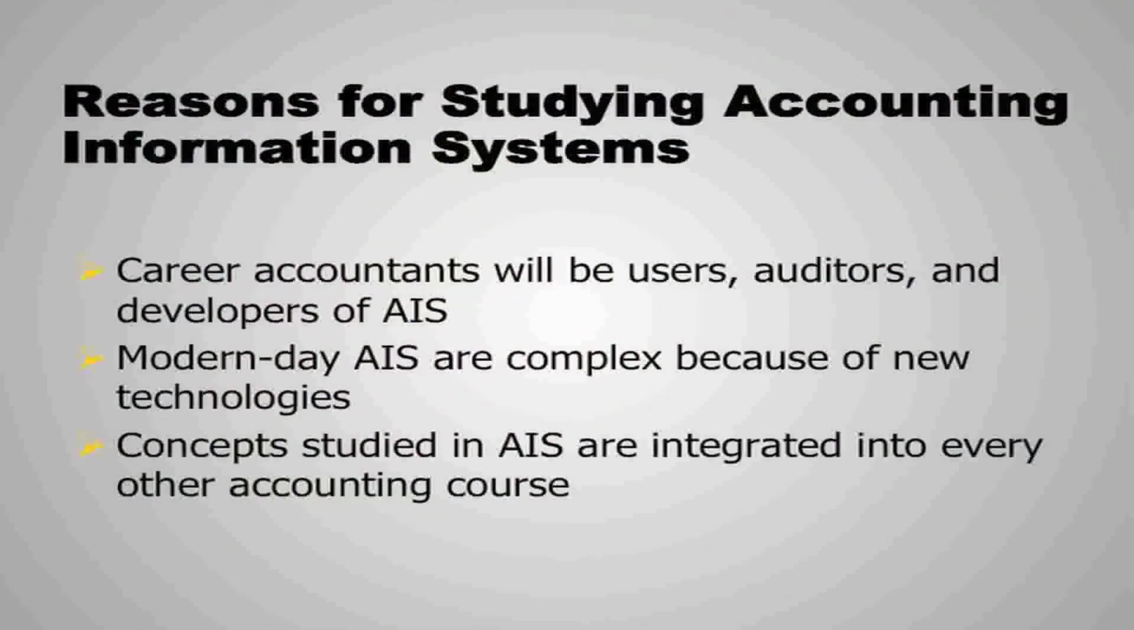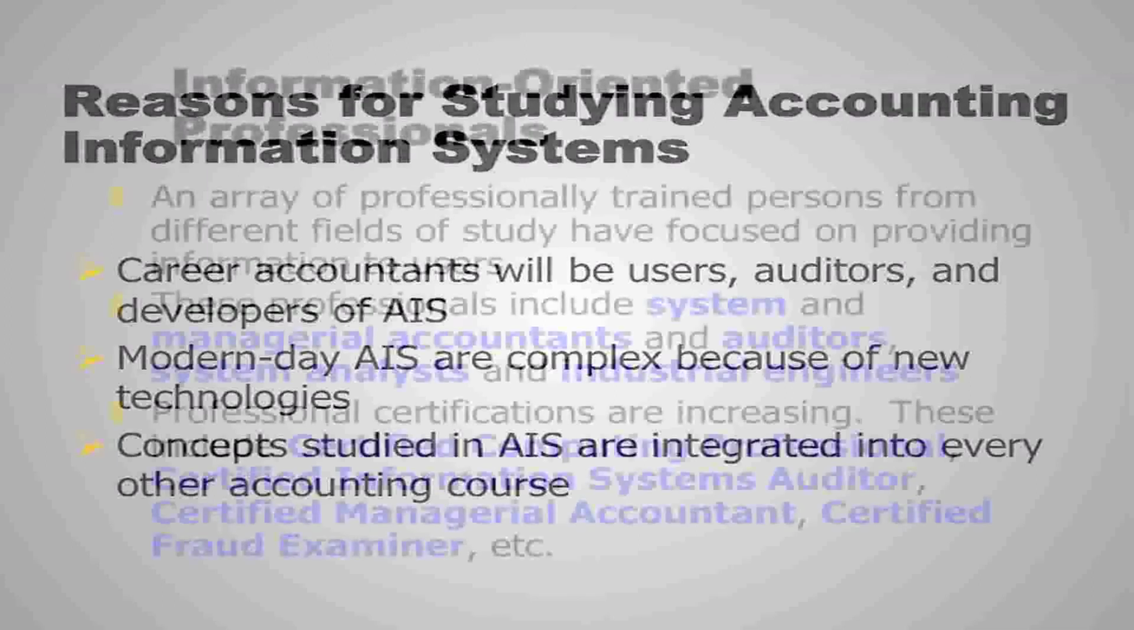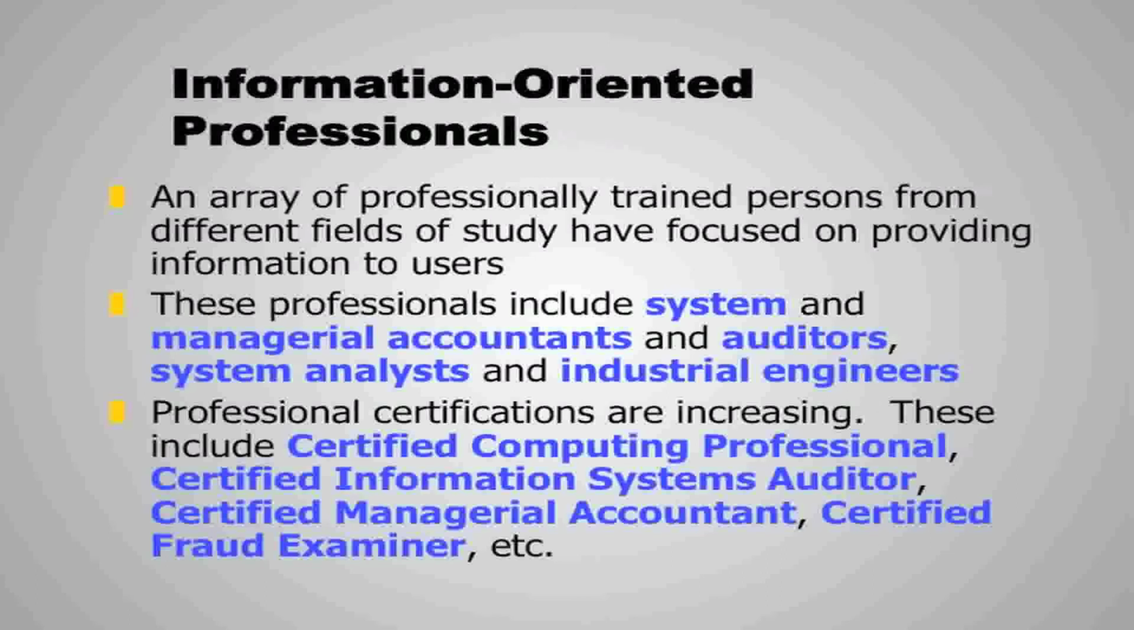Reasons for studying accounting information system. Career accountants will be users, auditors and developers of AIS. Modern day AIS are complex because of new technologies. Concept studies in AIS are integrated into every other accounting course. Now, coming to next, that is information oriented professionals. An array of professionally trained persons from different fields of study have focused on providing information to users. These professionals include system and managerial accountants and auditors, system analysts and industrial engineers. Professional certifications are increasing. These include certified computing professionals, certified information system auditors, certified managerial accountants, certified fraud examiners, etc.